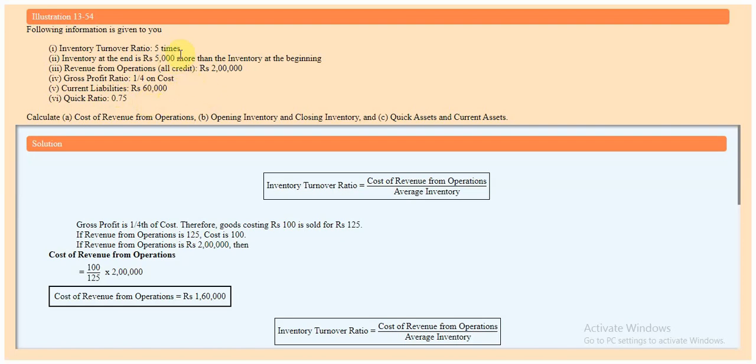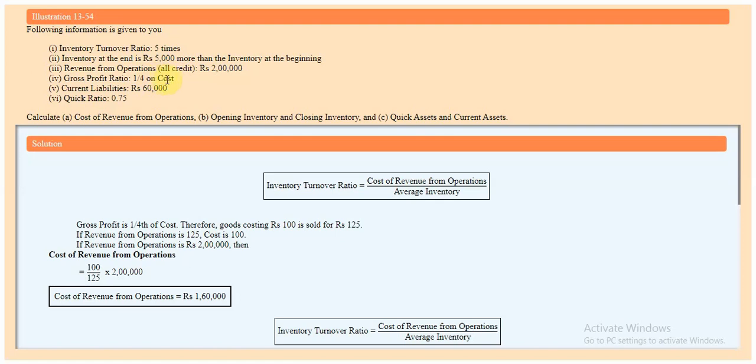Let us go one by one. So they have given the inventory turnover ratio as 5 times. Inventory at the end is rupees 5,000 more than the inventory at the beginning. So the difference between opening and closing inventory is rupees 5,000. That we can infer from this point given. And then revenue from operations is rupees 2 lakh, and it is given it is all credit. So it means there is only credit sales. There are no cash sales. So all sales are credit, and we have revenue from operations as rupees 2 lakh. All right. And then gross profit ratio is 1/4 on cost.